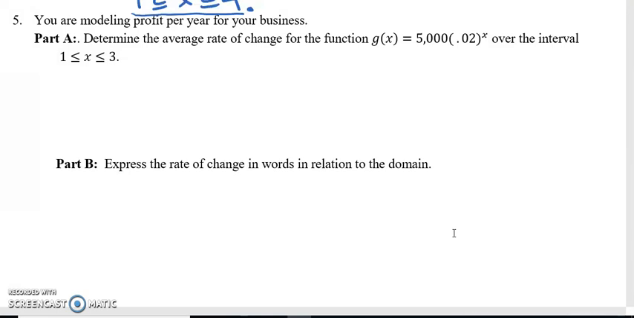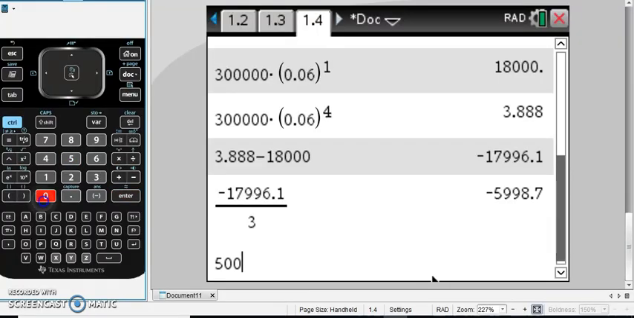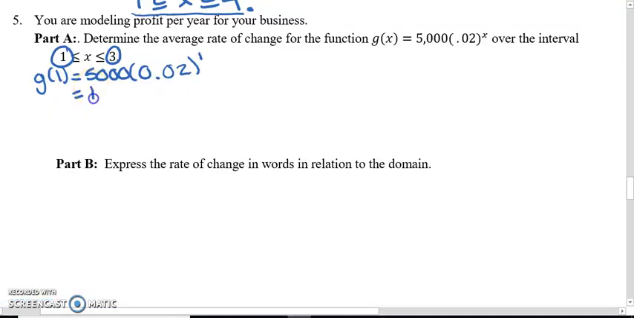So here we're going to do the same process, except we're going to be plugging in 1 and plugging in 3. So for the first one, g of 1 equals 5,000 (0.02) to the first power. So again, we're just going to type that into our calculator, save us some time. 5,000 (0.02), raise that to the first power, and I got 100. So this point is going to be (1, 100).